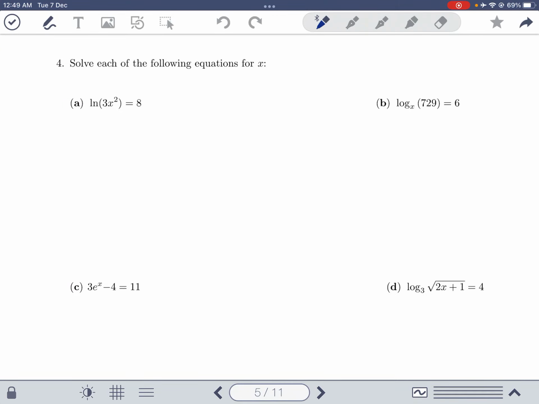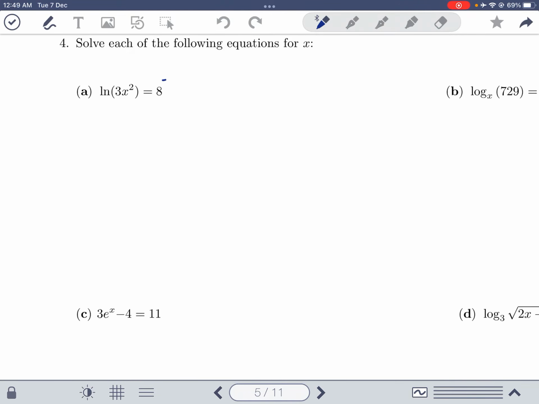Okay, in this question, we have several equations to solve. Let's start with A. So we have ln 3x squared equals 8. Always remember, whenever you have a logarithm, make sure that you simplify it before you solve any question. So here, this ln 3x squared is the same as ln 3 plus ln x squared, because they're multiplied, 3 times x squared, so you can separate them.